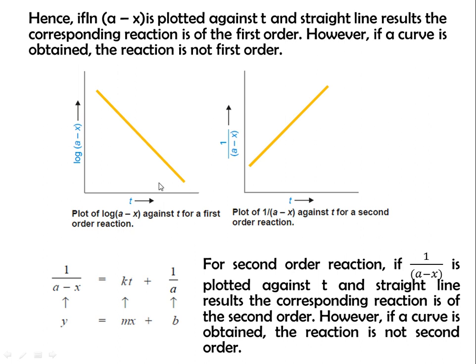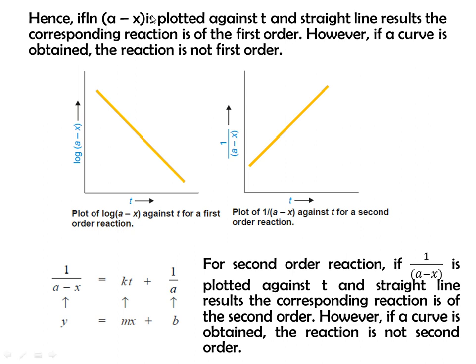Again we do this in a trial and error manner, similar to what we do in the first method, the integrated rate equation. Again we plot the graph of 1 upon a minus x. If we don't get a straight line here, we get a curved graph, then we plot the graph of 1 upon a minus x versus t. If we get a straight line, then we say this is a second order reaction.